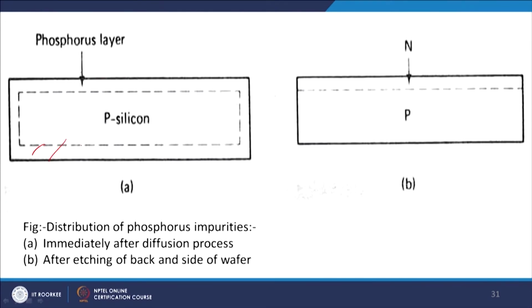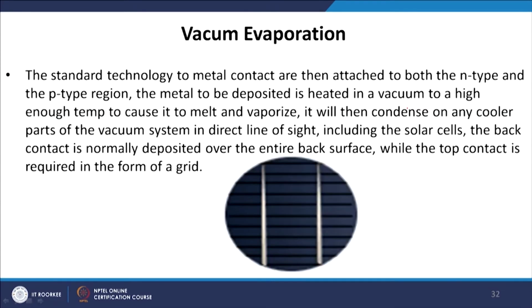So, we need to etch this side and we need to also etch this side. When we etch the bottom side and the two sides, we get the N type doping on the top. So, we have N type doping on the top and P type doping at the bottom, and we get the PN junction. The standard technology to metal contact are then attached to both the N type and P type region.